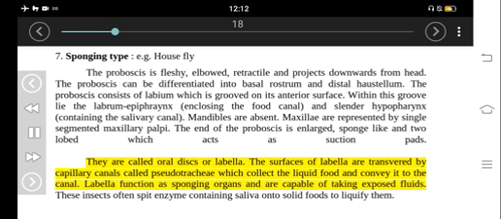The surfaces of labella are traversed by capillary canals called pseudotracheae, which collect the liquid food and convey it to the canal. Labella function as sponging organs and are capable of taking up exposed fluids. These insects often spit enzyme-containing saliva onto solid foods to liquefy them.